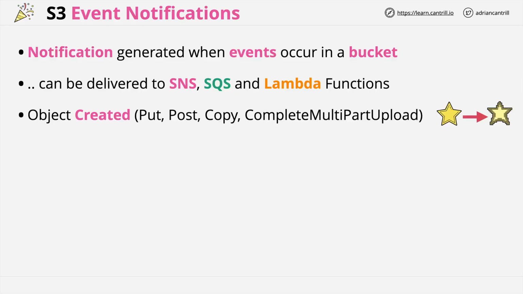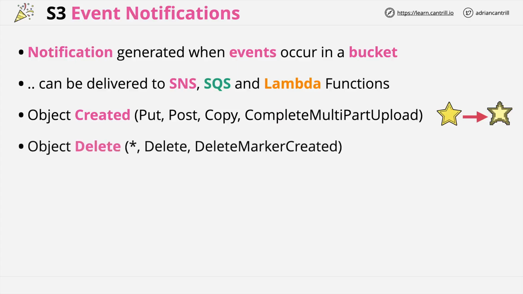You can also set event notifications to trigger on object deletion, so you can match any type of deletion using the star wildcard. You can match delete operations or when delete markers are created. And you might use this if you want an automated security system to react if any objects are removed from any of your S3 buckets.